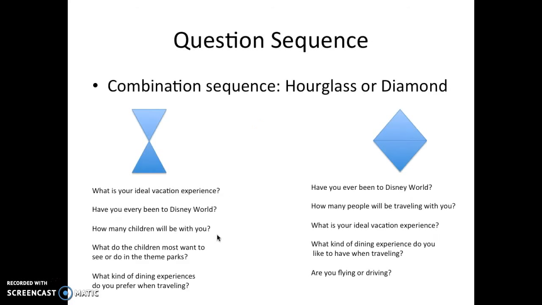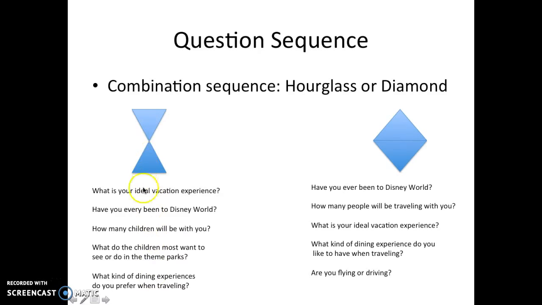Now you can put it all together and you can have an hourglass or a diamond. And I think you can tell what this would entail. So with the hourglass, you're starting broad, you're moving into very closed questions, and then you're going broad again. So what is your ideal experience? Have you ever been to Disney World? How many children will be with you? What do you want to see or do? And what kind of dining experiences do you prefer when traveling?